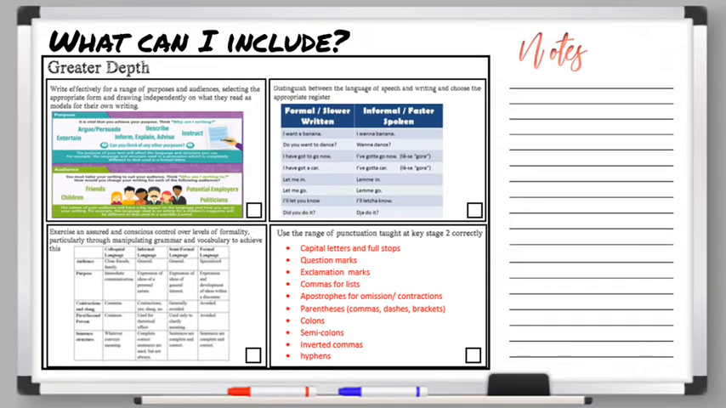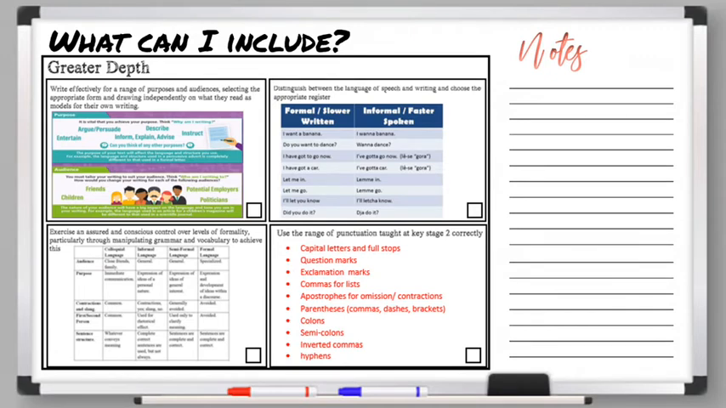So there are a couple of things on here that you might want to think about. So that's the difference between formal and informal language. So if it's an adult speaking versus if it's perhaps a child speaking, that type of spoken language would be a little bit different. And again, just thinking about all of the pieces of punctuation that we've talked about, but making sure that you're using them in the most effective way. If it doesn't work in your sentence, don't use it.